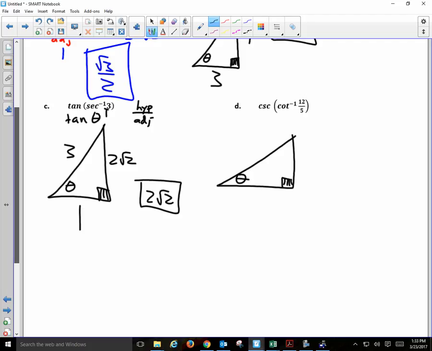Cotangent, adjacent over opposite. Adjacent is 12, opposite is 5. Anybody know the hypotenuse? 13.